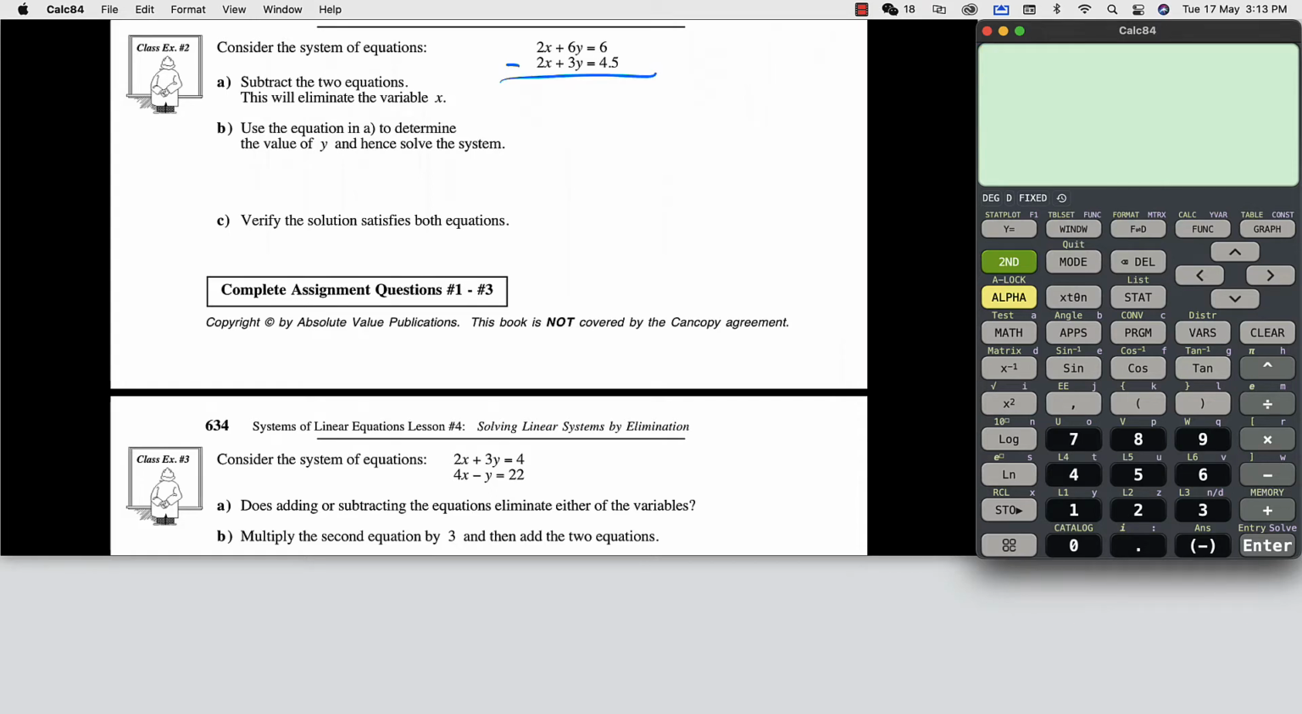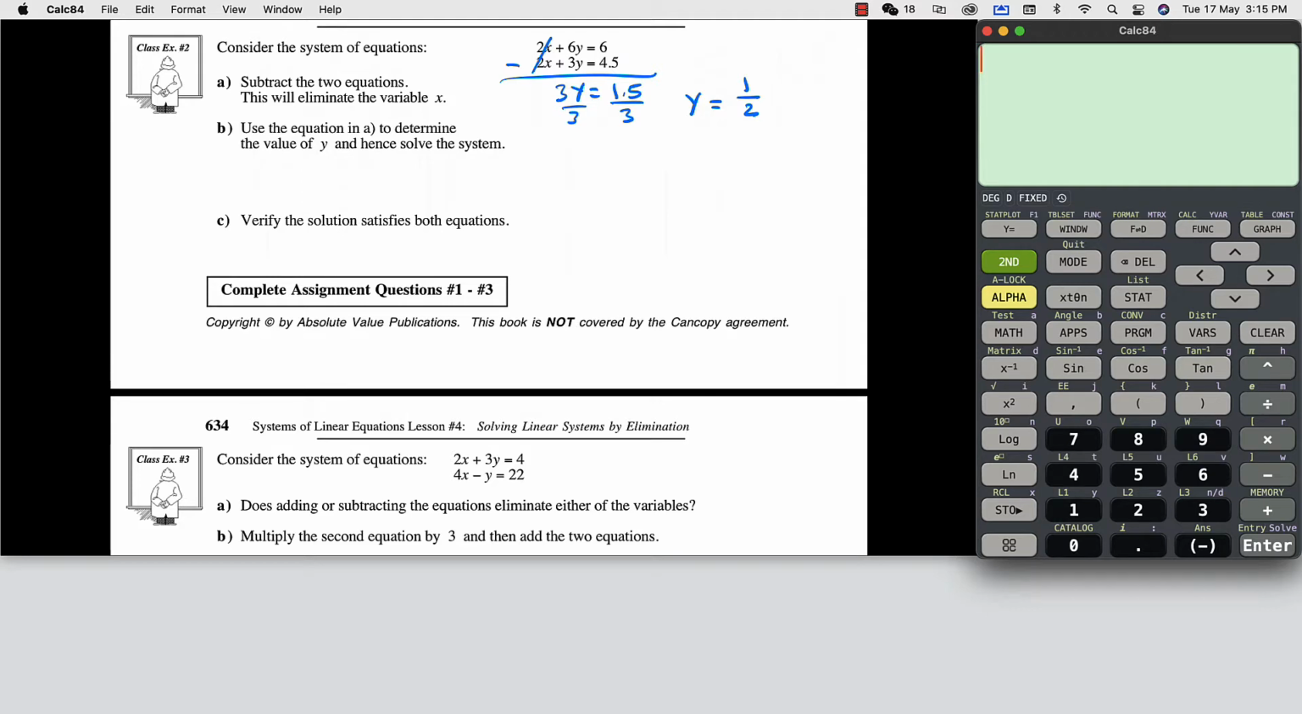So in this case, on the right side of the equal sign, 6 minus 4.5 is 1.5. 6y minus 3y is going to be 3y. And 2x minus 2x will eliminate the x's. Okay, now we want to solve by dividing both sides by 3, and I end up with 1.5 over 3, which you should recognize 1.5 is half of 3. So really what we end up with is y equals 1 over 2.